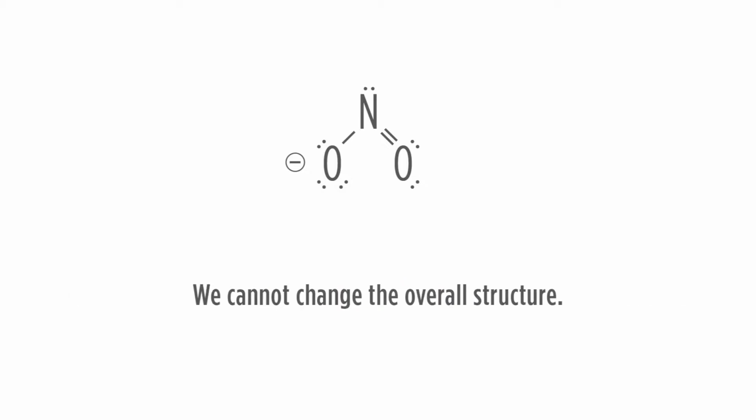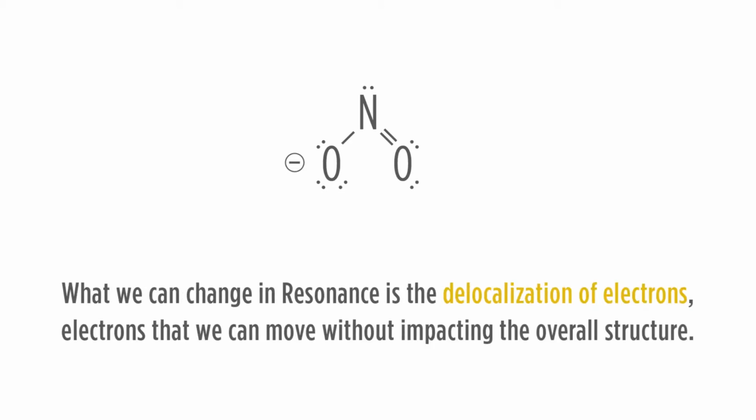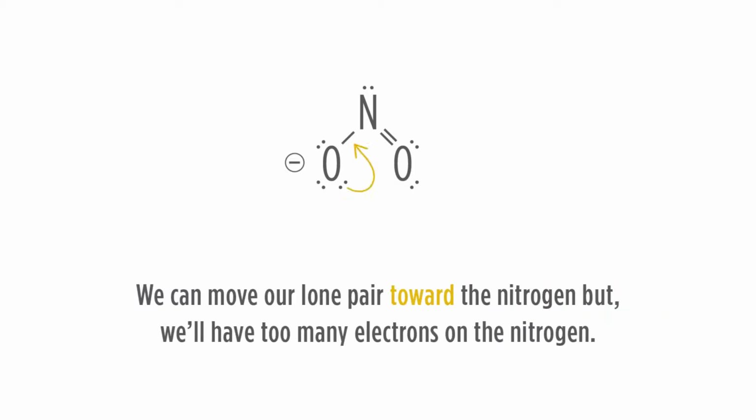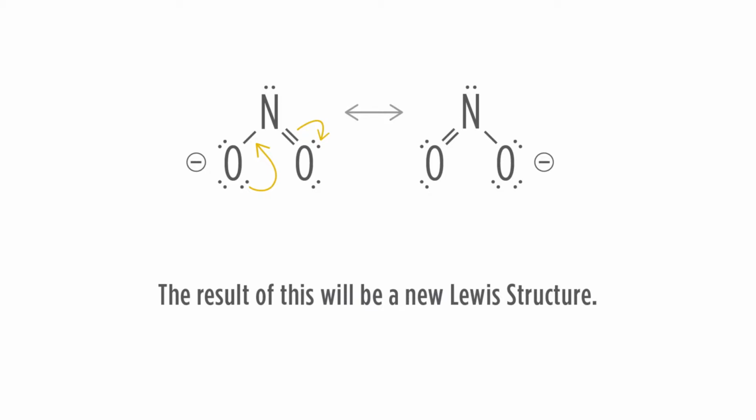We can think about resonance structures as following a few rules that we'll get into in more detail later. One of them is we cannot change the overall structure, so the nitrogen needs to be bonded to both of the oxygens. What we can change in resonance is the delocalization of electrons, electrons that we can move without impacting the overall structure. Here we can move our lone pair towards the nitrogen, but now we're going to have too many electrons on nitrogen, so we'll move the pair of electrons that are in this pi bond towards the other oxygen. The result of this will be a new Lewis structure.